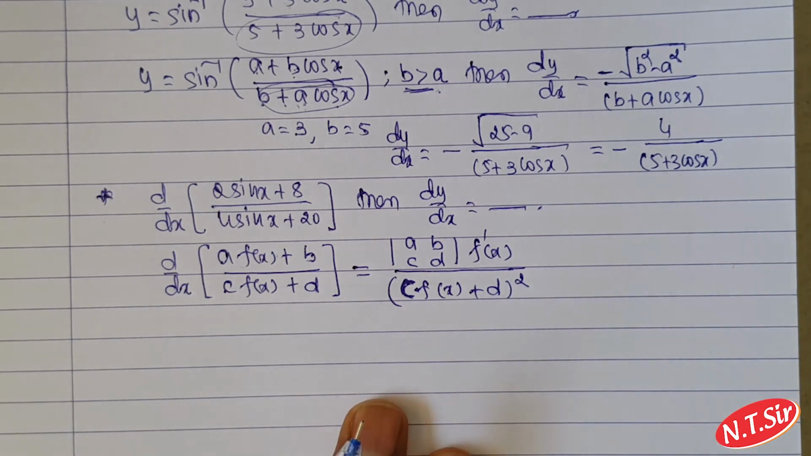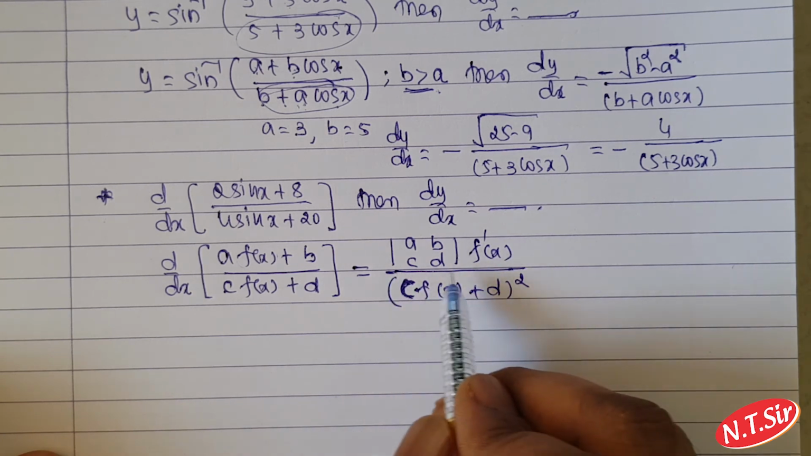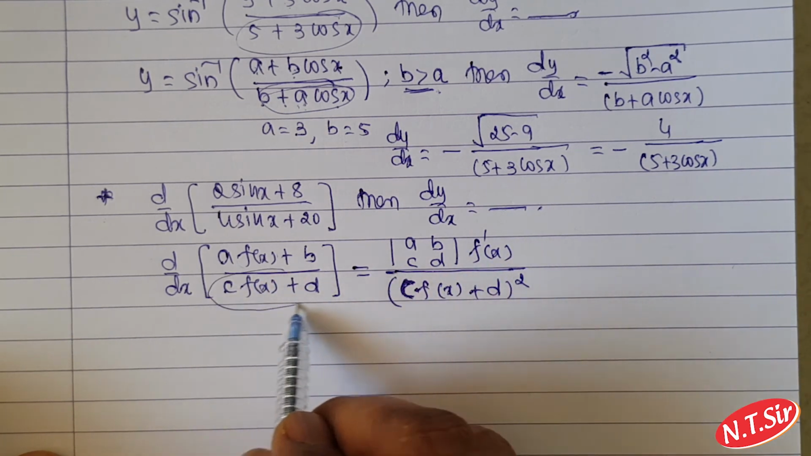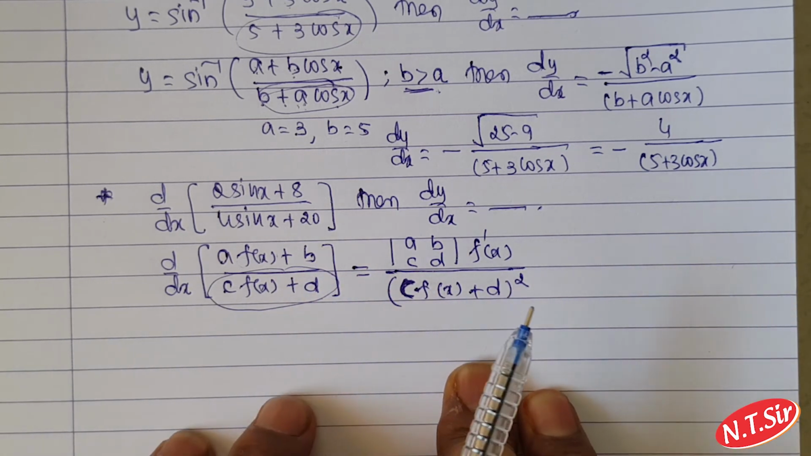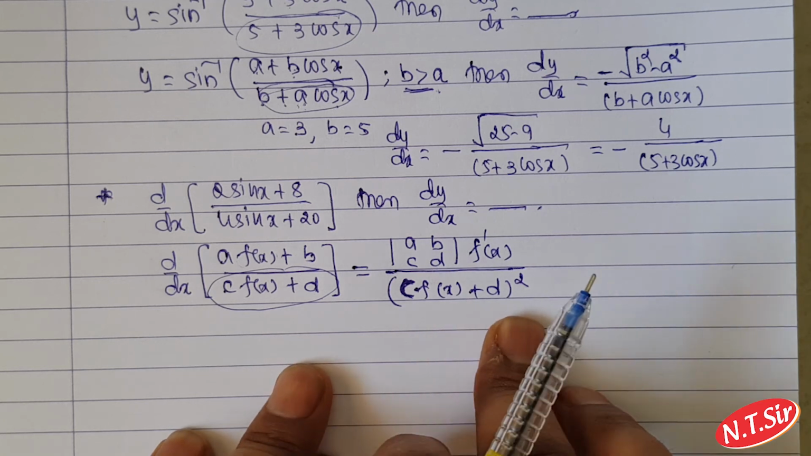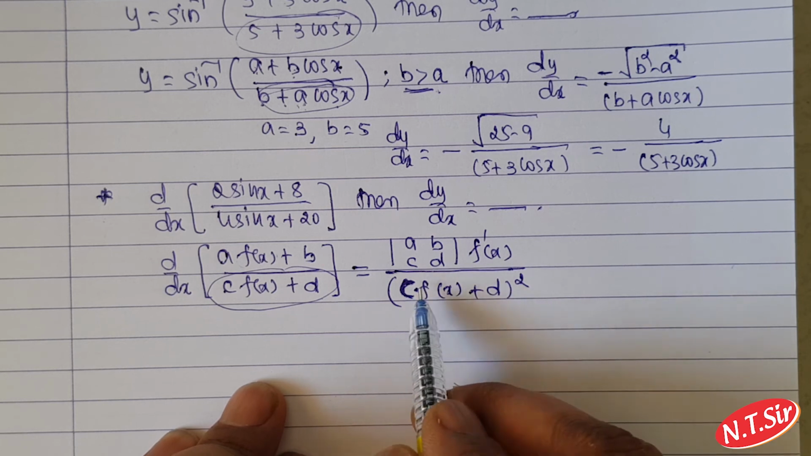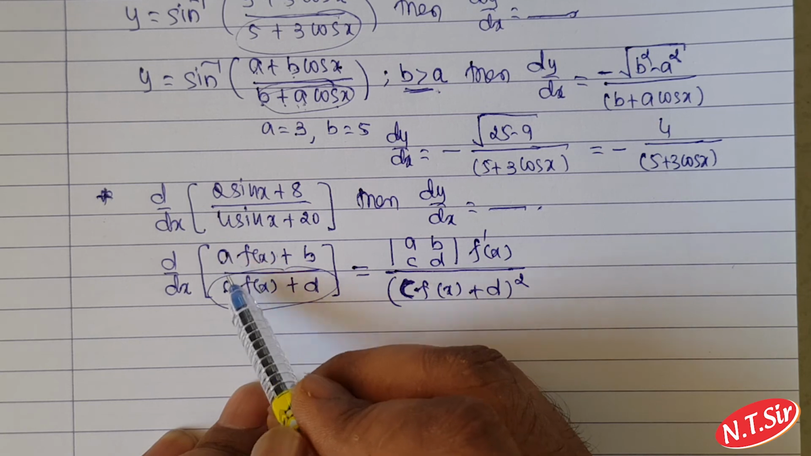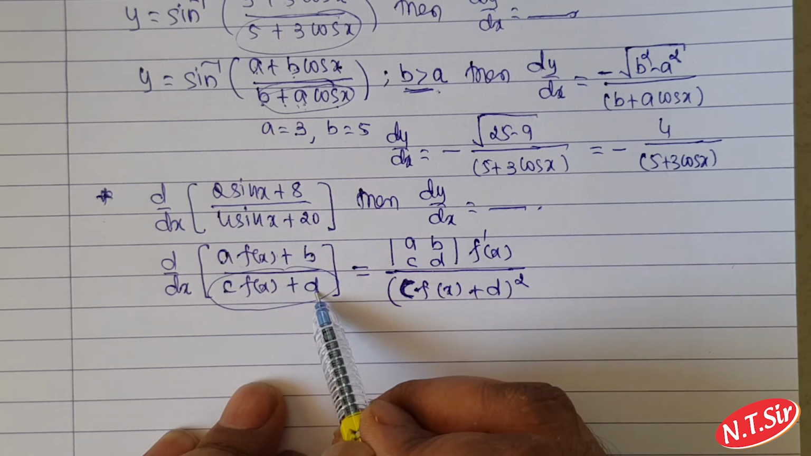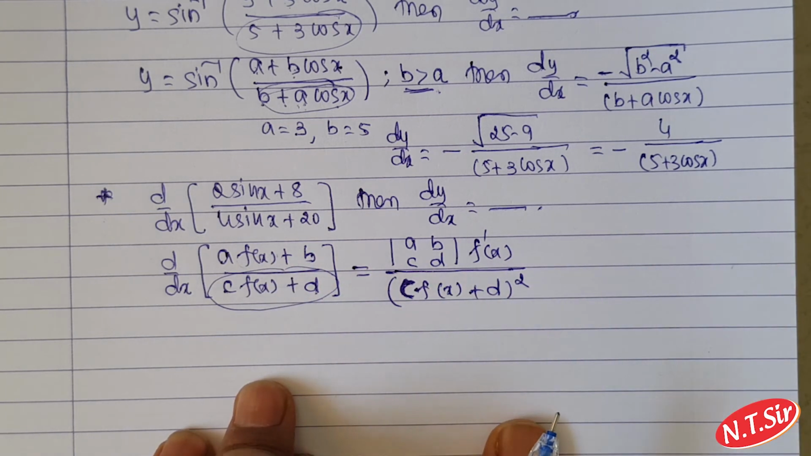We know that the derivative of u upon v always has v square in the denominator. So this is c f(x) plus d, so this is c f(x) plus d whole square. What you have to remember is: denominator square in the denominator, and take the determinant of the coefficients a, b, c, d and the derivative f dash x.